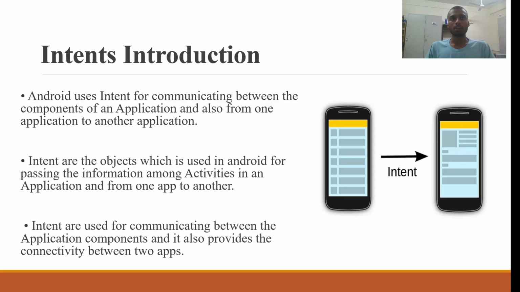Considering a real example, we have an application contacts and another application WhatsApp. If we save a number in the contact application, the same number we can view in the WhatsApp itself also. So there is a communication and sharing of data between two different applications. So there comes intent into the picture. These intents are the objects used in Android for passing information among activities in an application and from one app to another. Intents are used for communicating between the application components and they also provide connectivity between two apps.